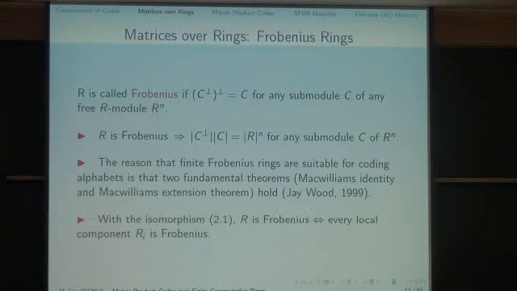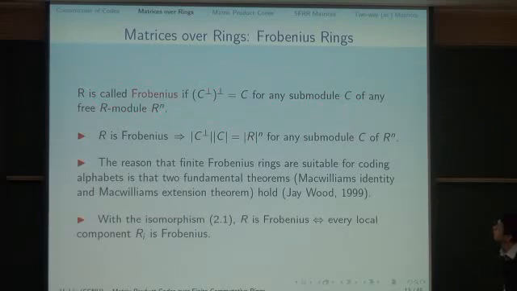If we want to consider the dual codes, we want to use some properties of Frobenius rings. So we give one definition. R is called Frobenius if the dual of C perp is equal to C, where C perp is the dual code of C, for any submodule C of any free R-module R^n.